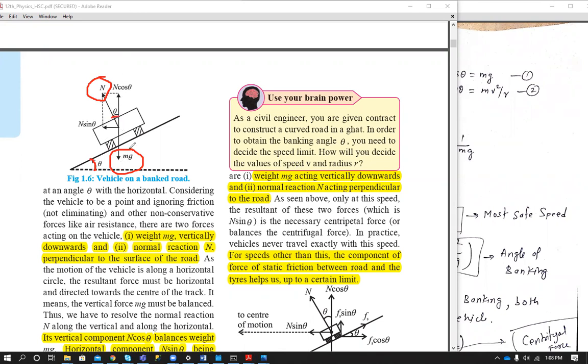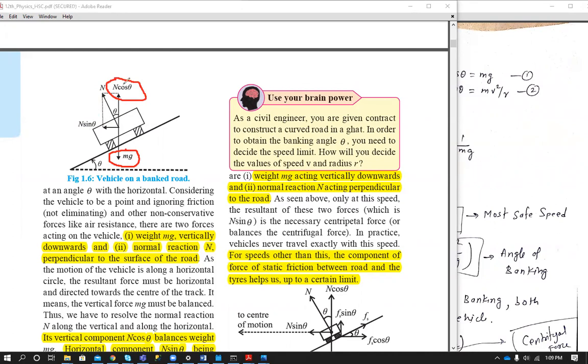If you increase this angle, then the other angle will also increase and the normal reaction force will shift towards the ground side. So we know the resolution of vectors. This vector N can be divided into vertical and horizontal components. The vertical component is N cos theta, and N sin theta is the horizontal component. From the geometry of the diagram, this weight mg is balanced by the vertical component of the normal reaction force.